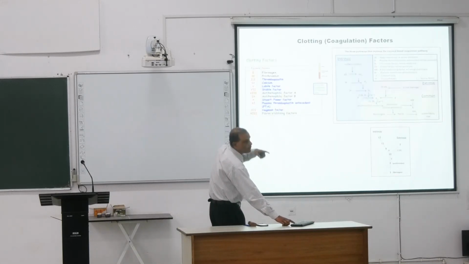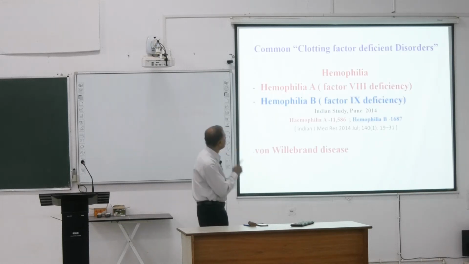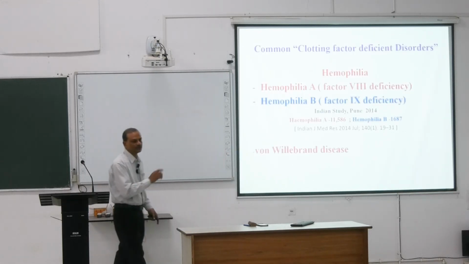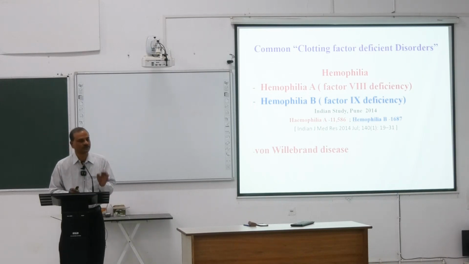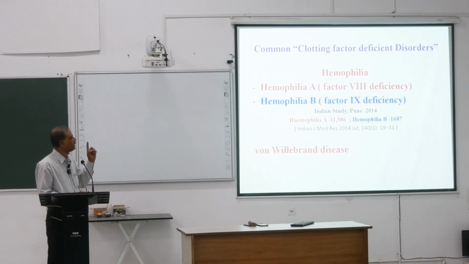Clotting we have been told in the physiology class, so I am not going into the detail. The commonest clotting factor deficiency disease which you will see is hemophilia. Hemophilia A is due to factor 8 deficiency, and hemophilia B is due to factor 9 deficiency.